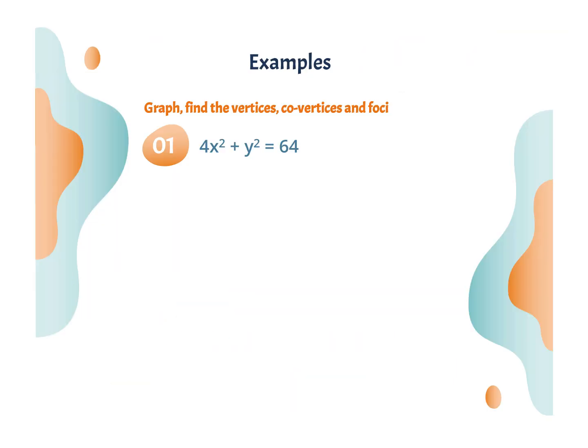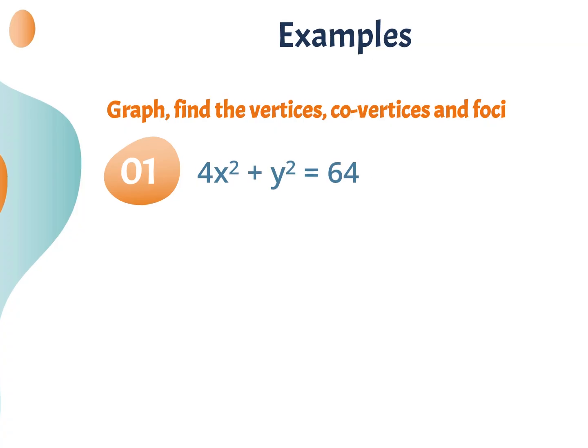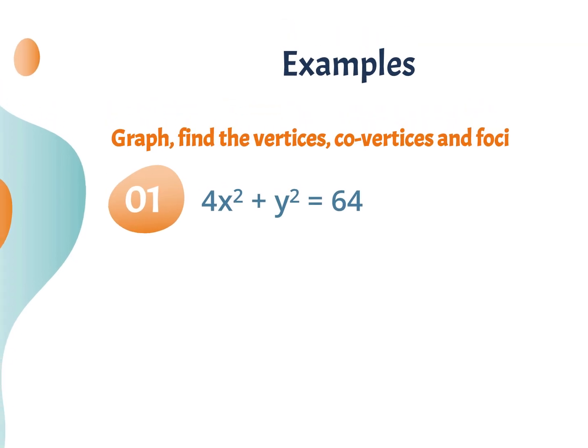So we're going to do example 1. We want to graph the vertices, co-vertices, and foci. Super, super, super important before we start with anything here: we need to make sure our equation is equal to 1. That is the most important thing before you start. When we were dealing with parabolas, we always wanted to isolate the squared term first. Here, we want it to be equal to 1 first. So that's got to be the first thing we do.